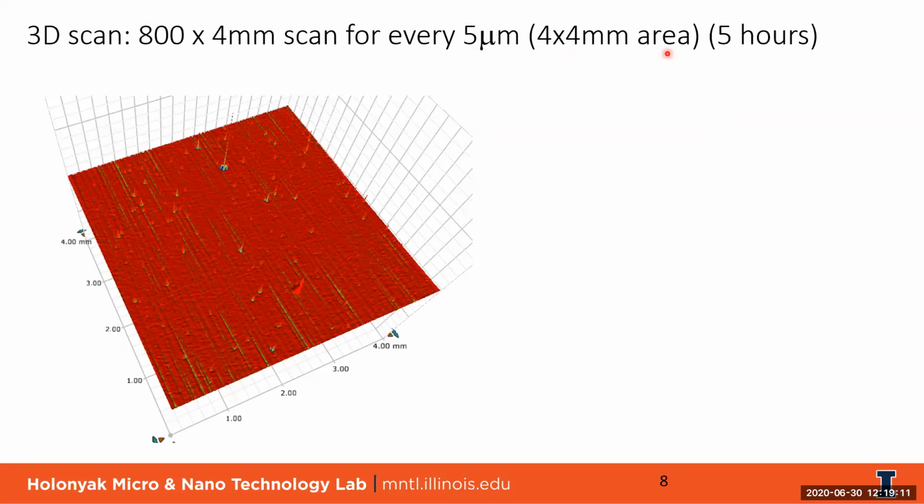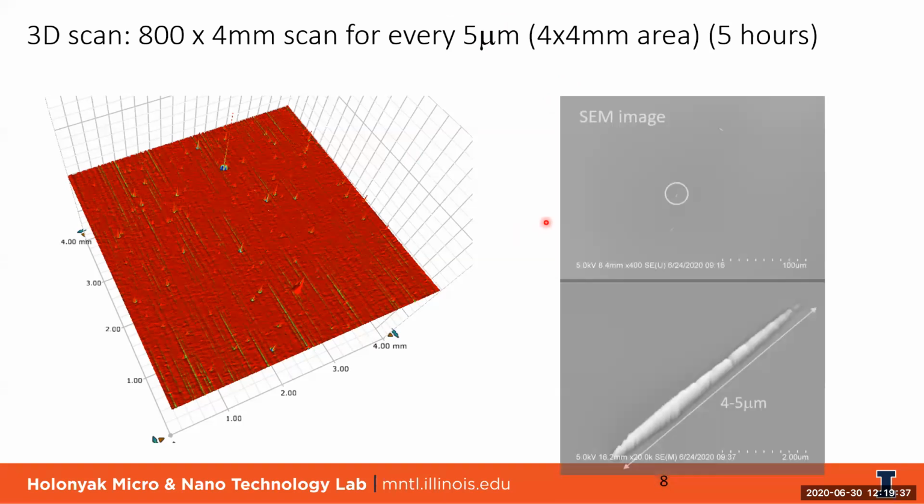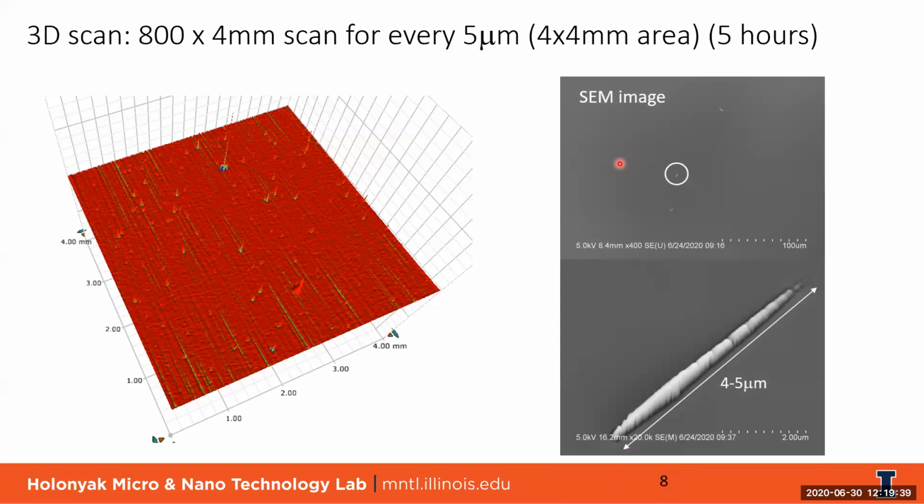Okay, so I cover a 4 by 4 millimeter area. Obviously, the X direction scan is higher resolution. The sampling is higher. The Y direction is 5 micron, right? So after the 3D scan, I do see a lot of spikes, a lot of particles. And to understand that, I look at the SEM, on this etched silicon wafer.